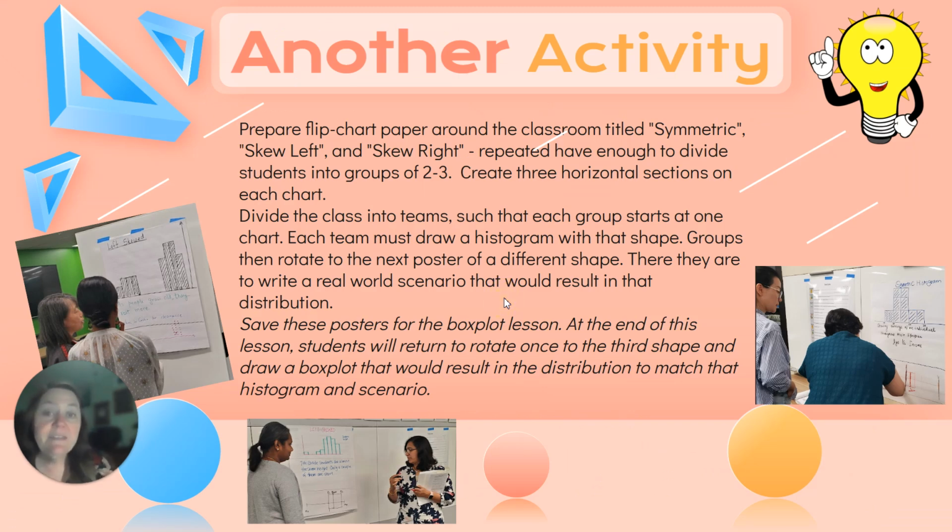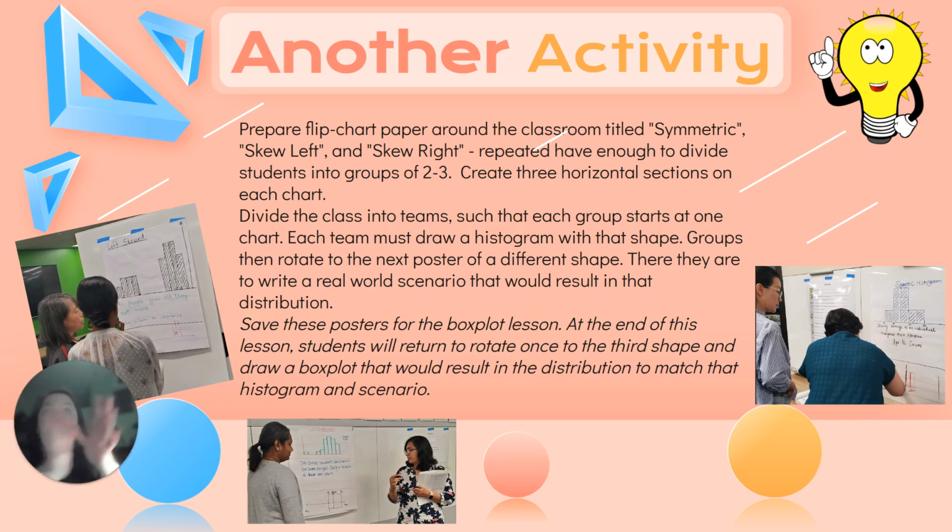One last activity to do in the classroom that is really fun once you have done this is I take a piece of flip paper or a spot on a whiteboard, however you want to do it, and cut it into 3 horizontal sections. At the top of each page, put the different shapes around the room so that you have symmetric, left skewed, right skewed, however many you need to have enough for your classes to be in groups of 2 or 3.